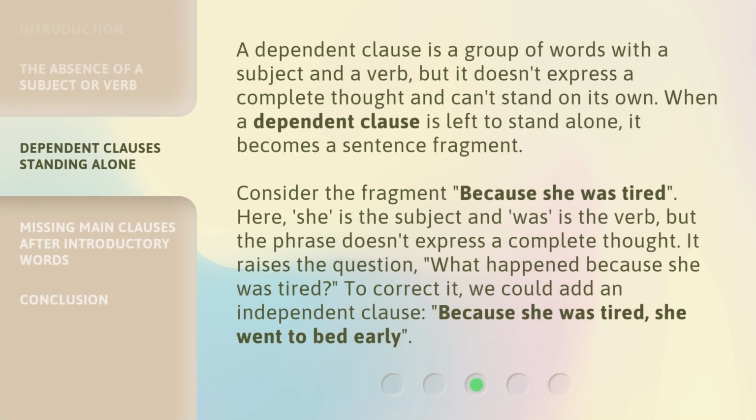A dependent clause is a group of words with a subject and a verb, but it doesn't express a complete thought and can't stand on its own. When a dependent clause is left to stand alone, it becomes a sentence fragment.